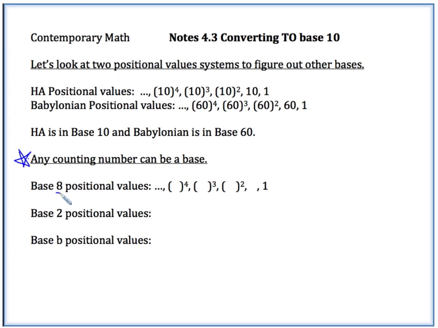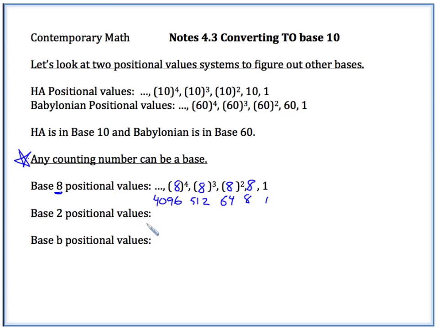So we can be in base 8 and we would have these positional values. So it would always be the ones column and then the eights column. And then it just continues on, 8 squared, 8 cubed, and 8 to the fourth. Okay, so this would be 1, 8, 64, 512, and 4096. So what this is telling us is that each number in a certain place value is worth these amounts.